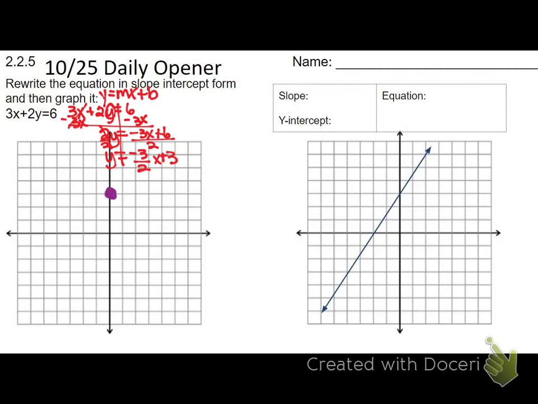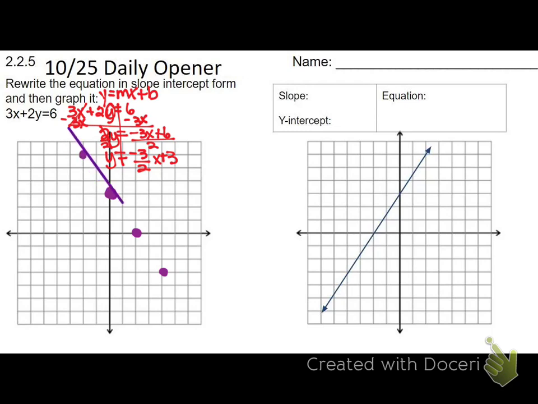My slope is going to be, what's my slope, Chance? Sorry, mid-yawn. So I'm going to go, and then to get another point, I do the same thing. Or I can do the opposite for my y-intercept and go up 3 and to the left 2. And we're going to graph our line. Make sure your line goes to the edge of each coordinate plane.